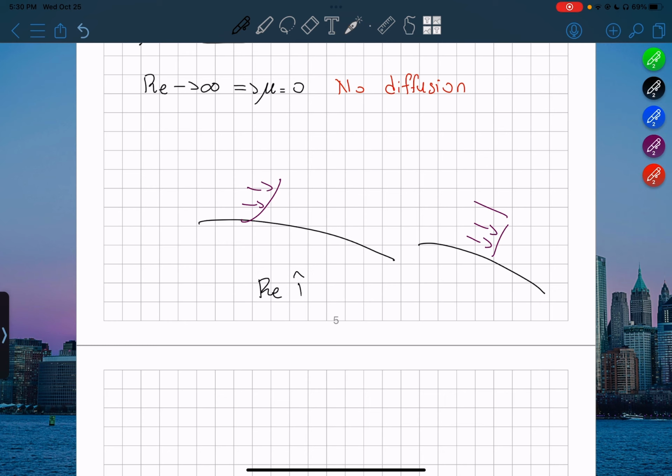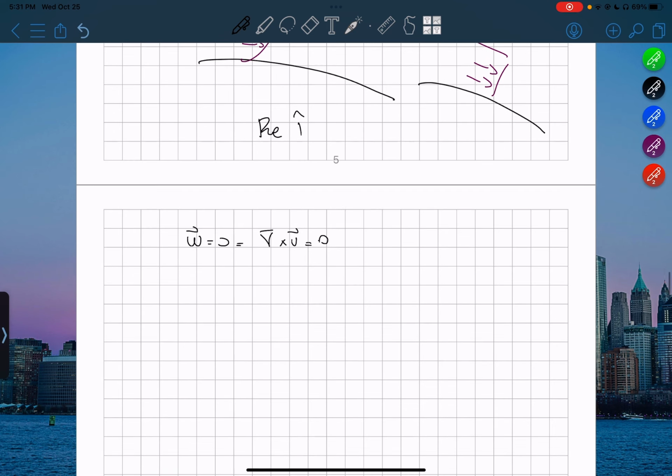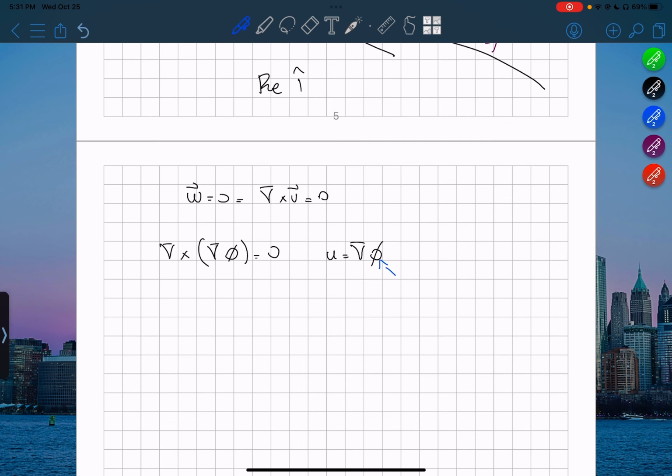So if there's no viscosity, we have no vorticity, and therefore our vorticity vector is going to be equal to zero, or the curl of our velocity field is going to be equal to zero. And what does this mean? Well, a rule tells us that the curl of the gradient of a potential field is always equal to zero. So we can say that u is now equal to the gradient of a velocity potential. We can call this the velocity potential.